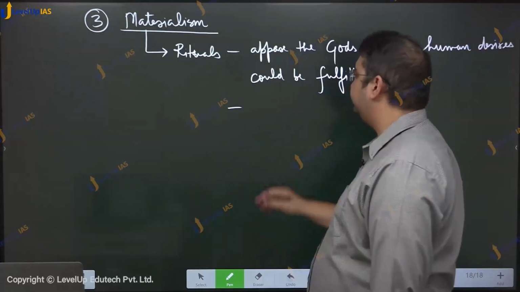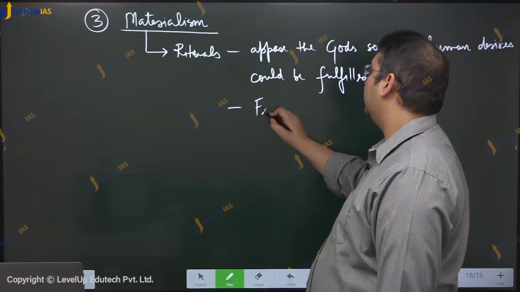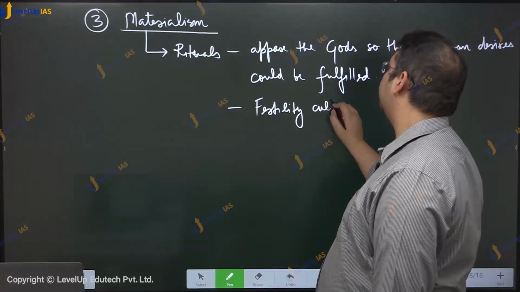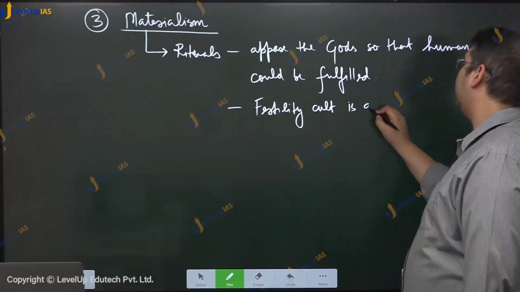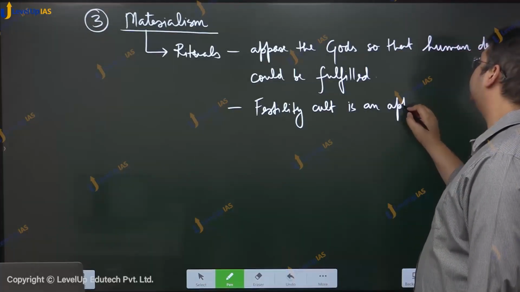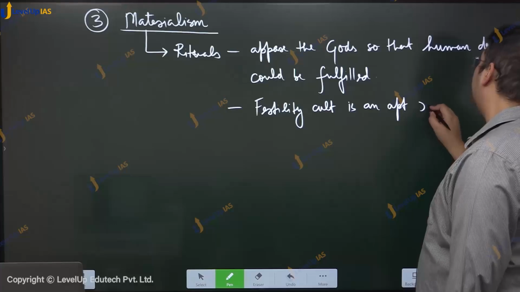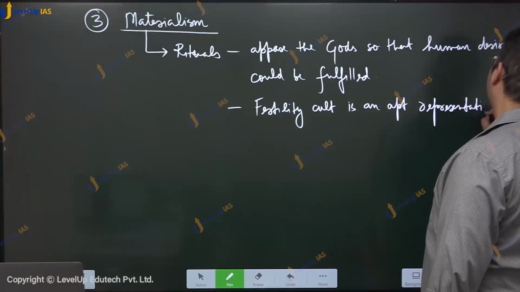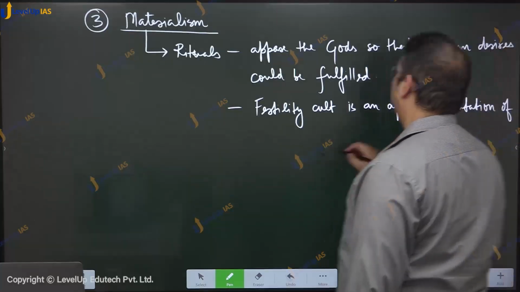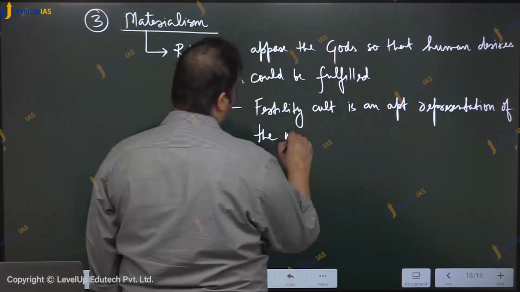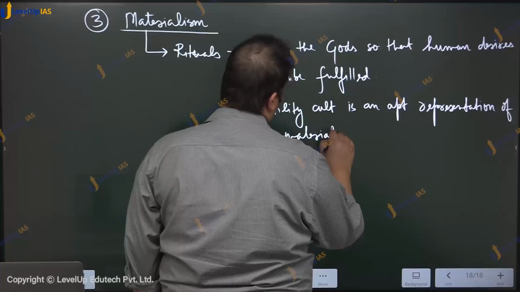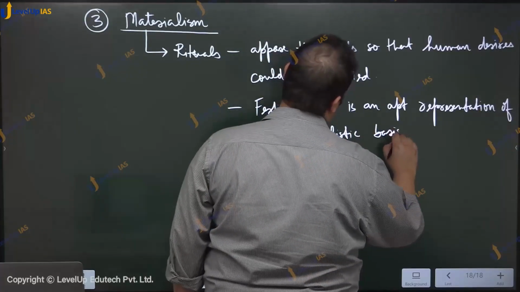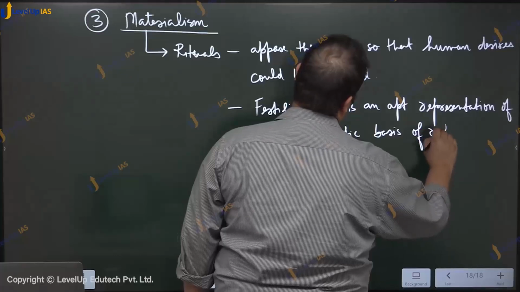Sub point. The fertility cult is an apt representation of the materialistic basis of religion.